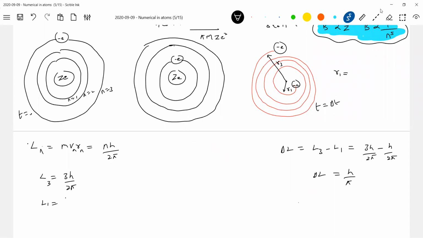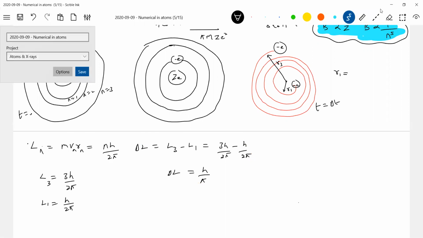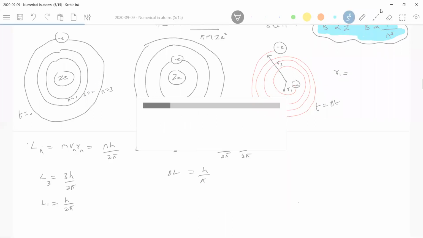Let me write all the things here only. h by 2 pi. What is the time it will take for this transition to occur? Delta t. Then what is the average time? So what is the average torque acting on the atom?